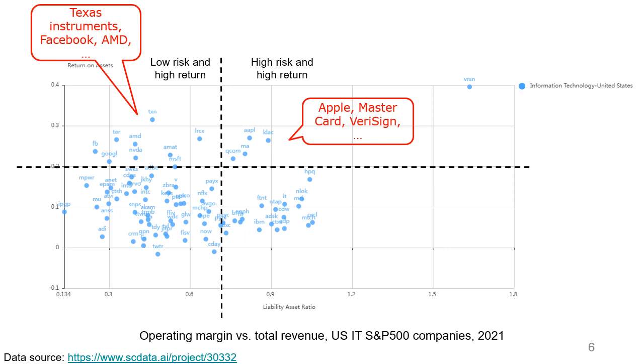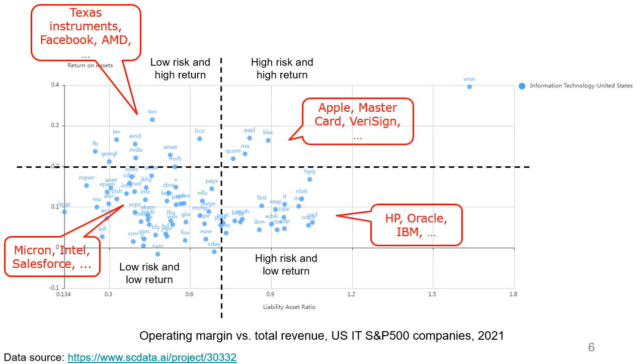High risk and high return, such as Apple, MasterCard, and Verisign. No risk and no return, for example, Micron, Intel, and Salesforce. And finally, high risk and lower return, such as HP, Oracle, and IBM. Now, companies in the last category may have job security issues.